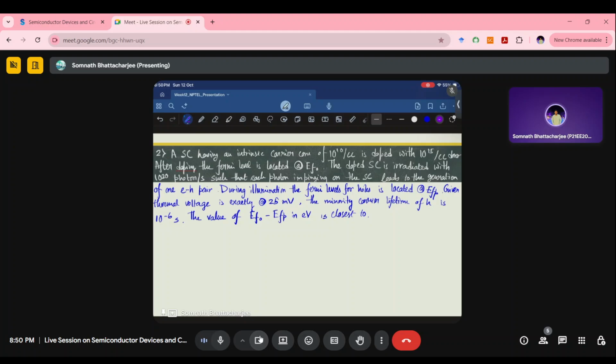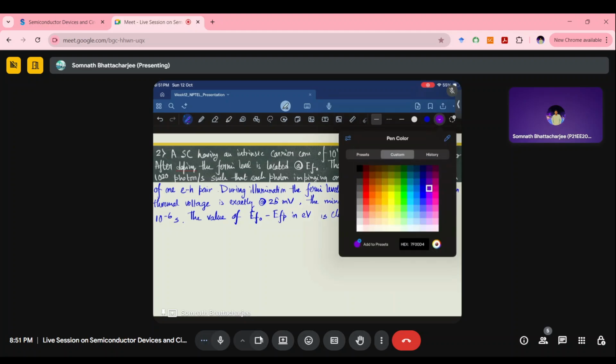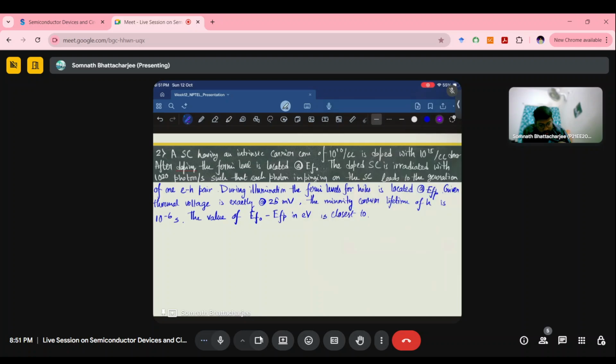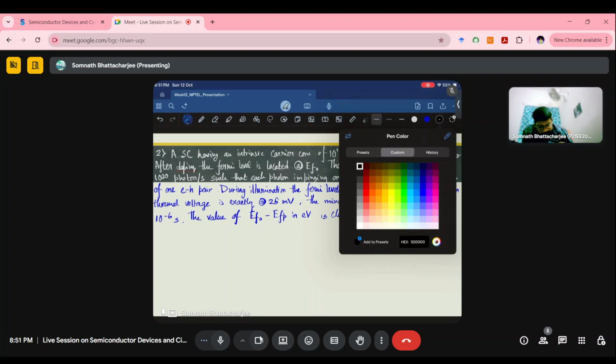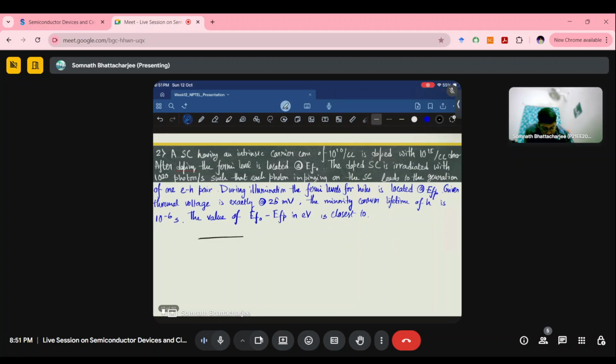Maybe I'll give you a little hint. So if we are just drawing the Fermi level, so this is our basic band structure. Now this is the conduction band and this is the valence band. So this level is our intrinsic Fermi level, that is EI.